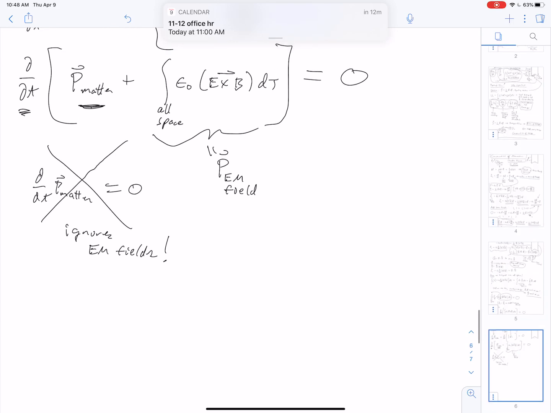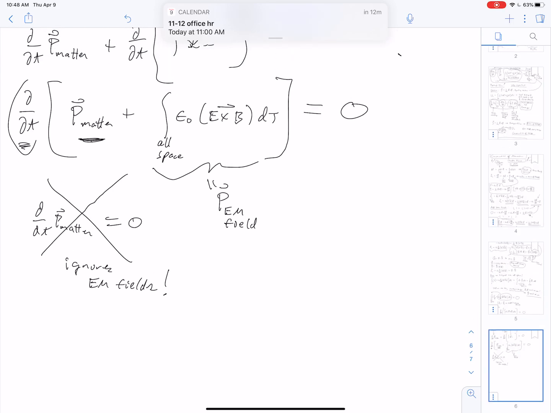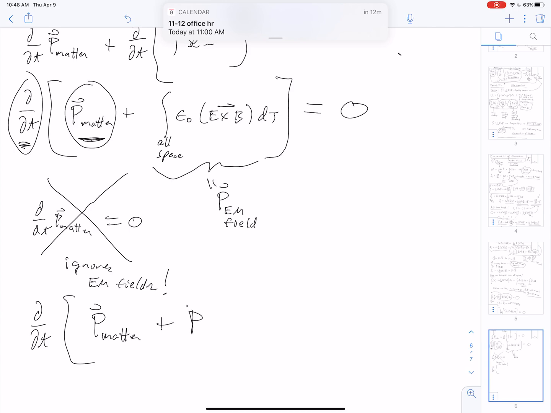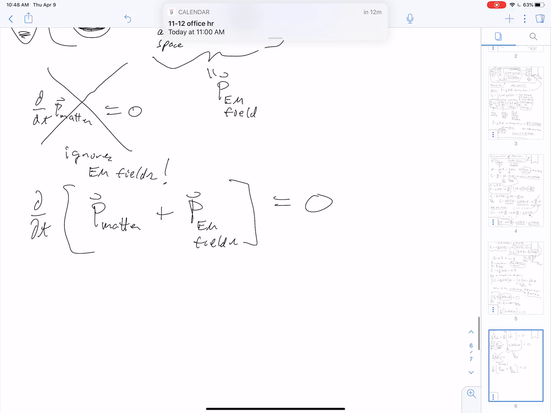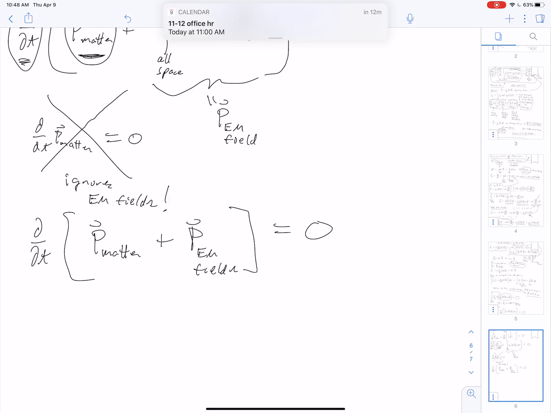That's the missing part, because I have the time rate of change of the momentum of the material plus some other thing equals 0. Well, what the heck is that other thing? It's got to be the momentum of the electromagnetic field, because now I can say d/dt of, it has units of momentum, it has to, of the momentum of the matter plus the momentum of the fields equals 0.